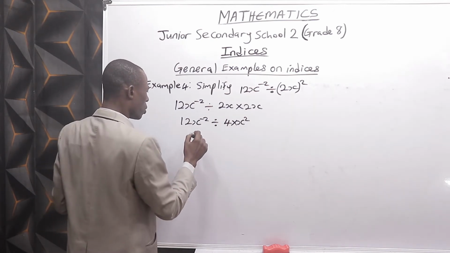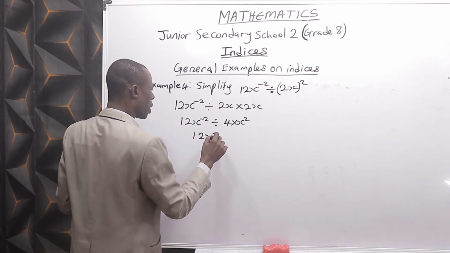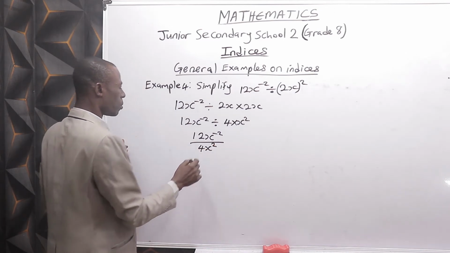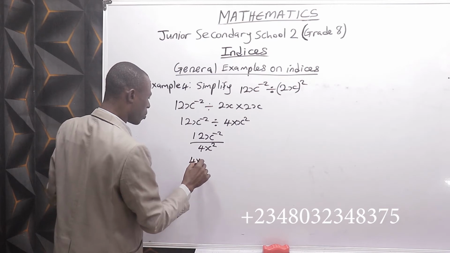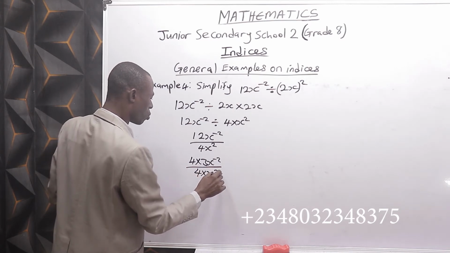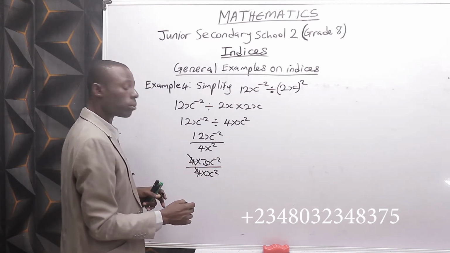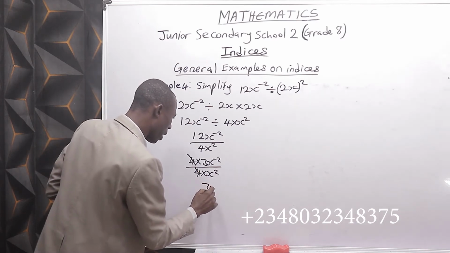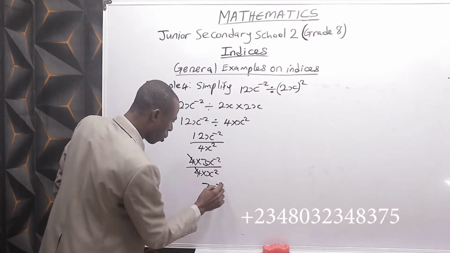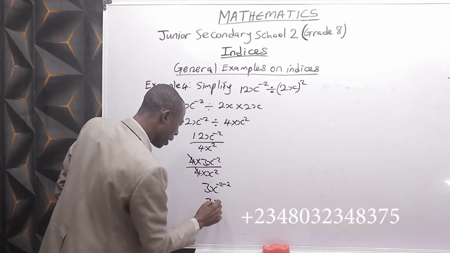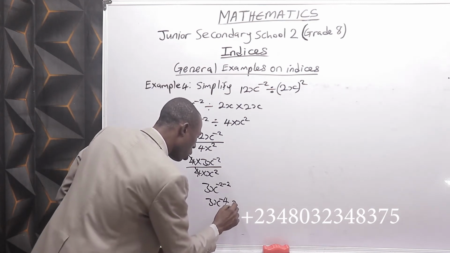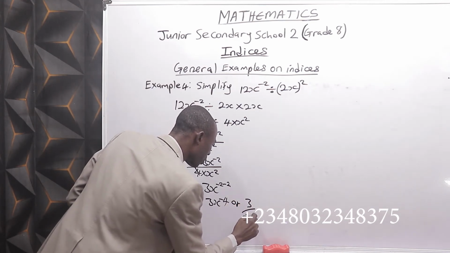So we have 12x raised to power negative 2 divided by 4x raised to power 2. This is 4 times 3x raised to power negative 2 divided by 4 times x raised to power 2. 4 will take care of 4. So here we have 3x raised to power negative 2. This positive 2, you subtract it from the power of negative 2 as well. So we have 3x raised to power negative 4. This could be the answer, or 3 over x raised to power 4.